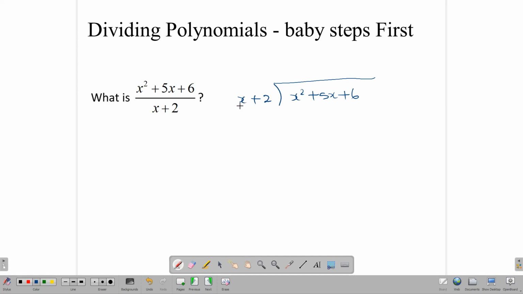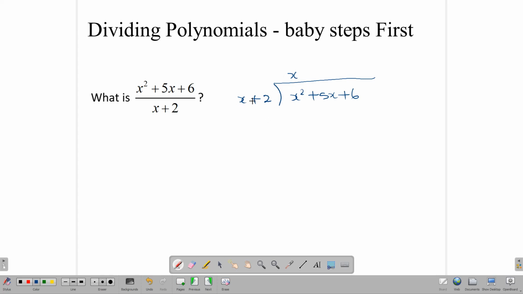So when we were dividing the numbers, there was only one thing there. It was just a number there. Here we have an expression, x plus 2, and so we're going to divide it in parts. So we're going to start with the x first, and we're going to say x into x squared. Now, x squared divided by x is just x.